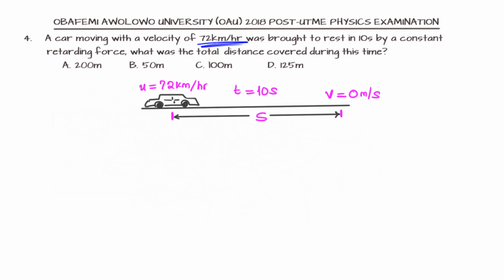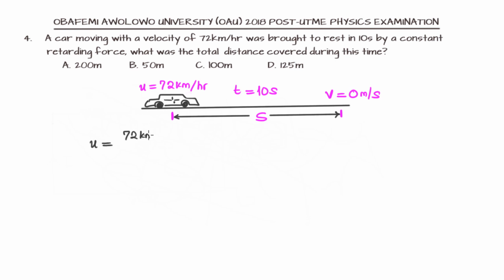Now we are given the velocity in kilometers per hour, and we are given the final velocity in meters per second. That means before we go ahead, first and foremost, we need to convert 72 kilometers per hour to the appropriate value in meters per second. The SI unit for velocity is meters per second. So how do we go about that? I'm going to show the step that I personally like.